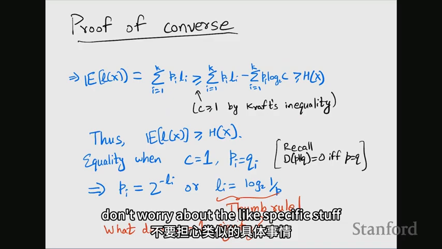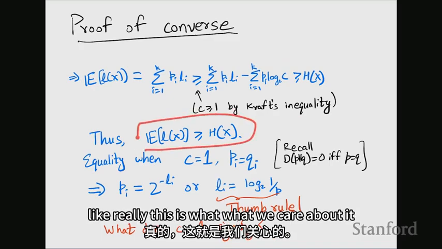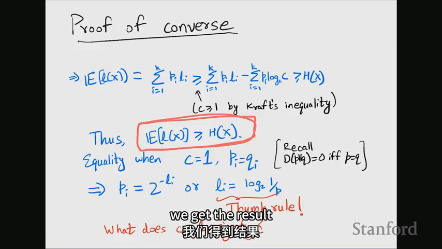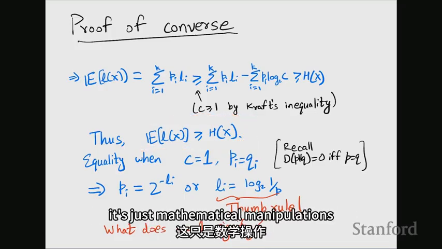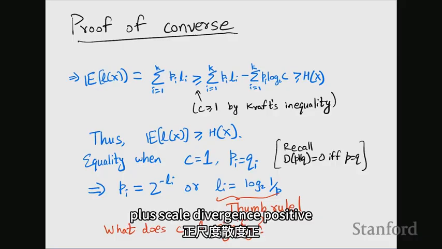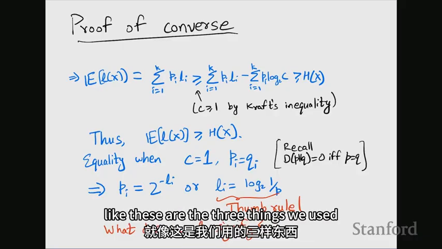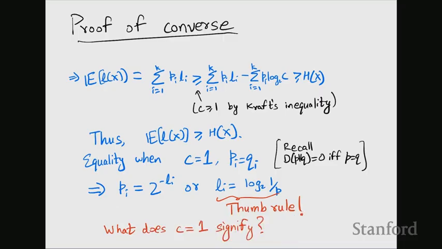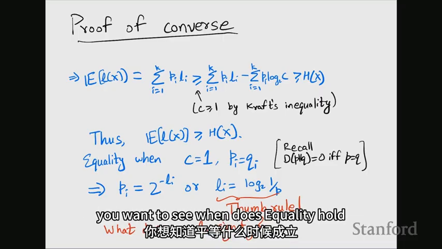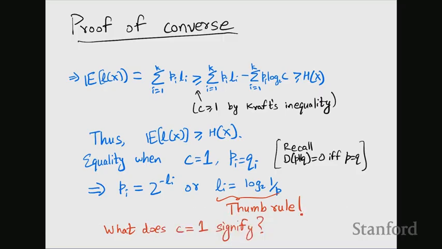Don't worry about the specific stuff. Really, this is what we care about. We get the result. It's just mathematical manipulations plus Kraft's inequality plus KL divergence being positive. These are the 3 things we used. Now, oftentimes when you prove an inequality, you want to see when does equality hold. So let's do that.